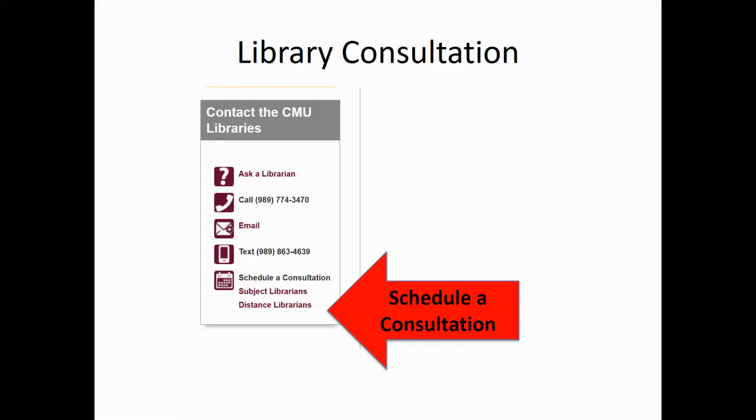Or if you feel you need more in-depth help, you can ask for a library consultation, which is a one-on-one consultation with a librarian. In your case, as online students, you should schedule your consultation with the distance librarians. Otherwise, you can ask a librarian by call, email, or text. But for a one-on-one library consultation, click on Ask a Librarian, go down to Contact the CMU Libraries, and click on Schedule a Consultation, Distance Librarians.